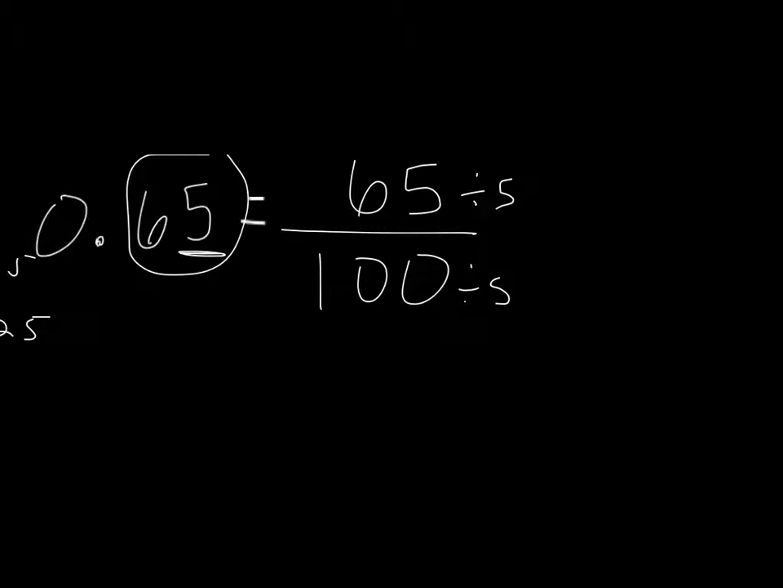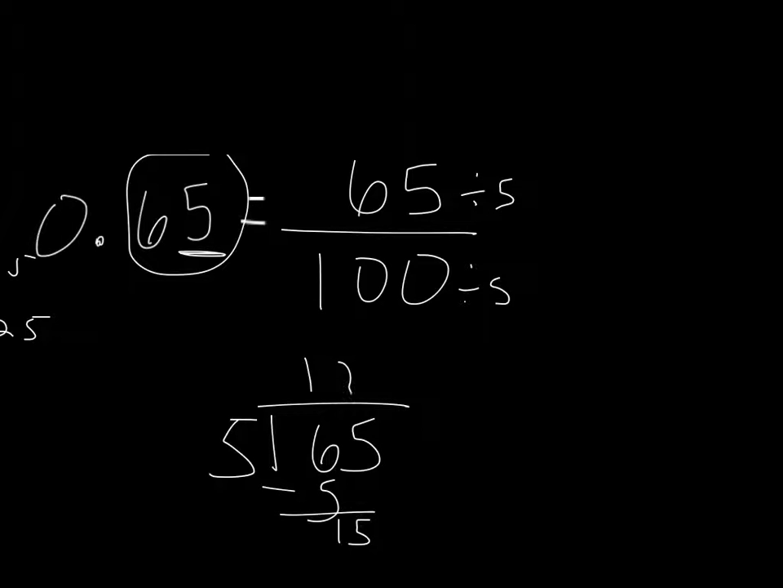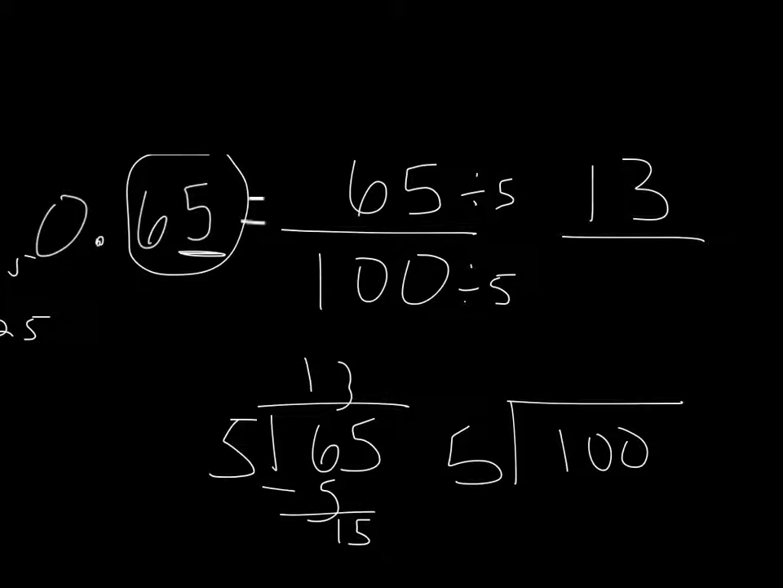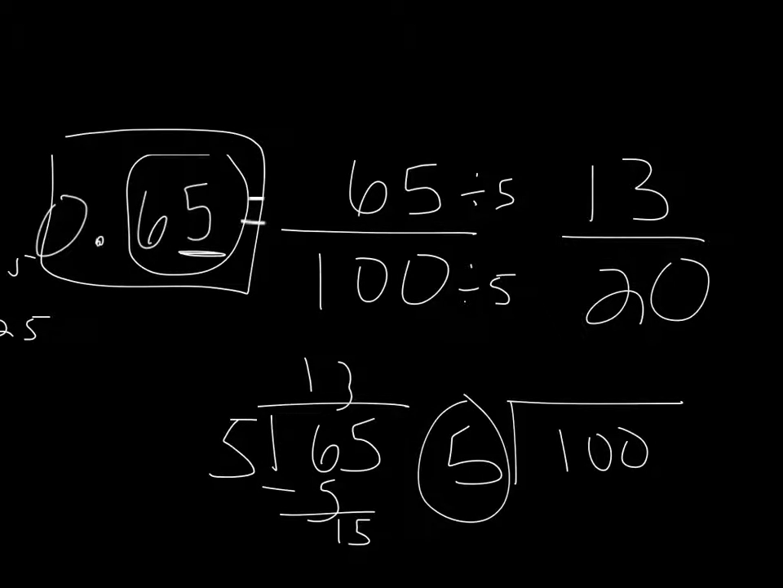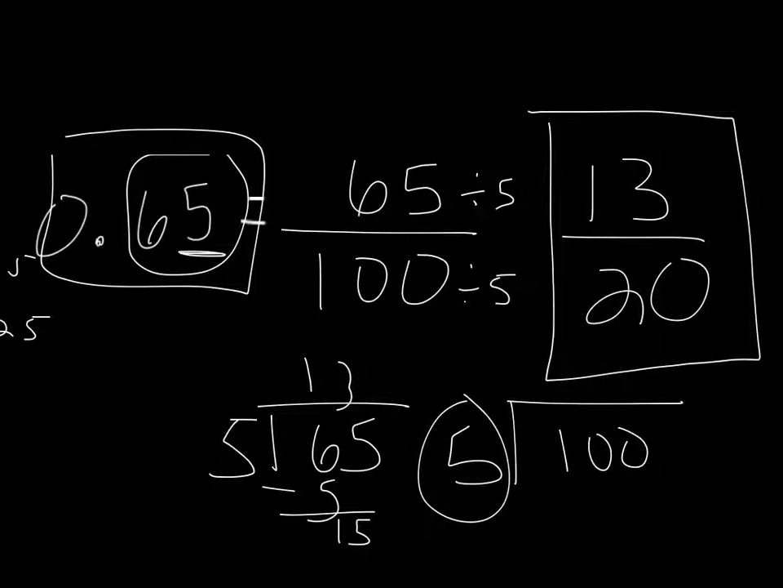And now if I don't know this off the top of my head, that's totally fine. I could do 65 divided by 5 and see how many times 5 goes into 65. I know that that is 13. And now I can do 100 divided by 5. Or I can think of this as, I know that 5 is the same as a nickel, so how many nickels are there in a dollar? There are 20. So this decimal 0.65, or 65 hundredths, simplifies to the fraction 3/20.